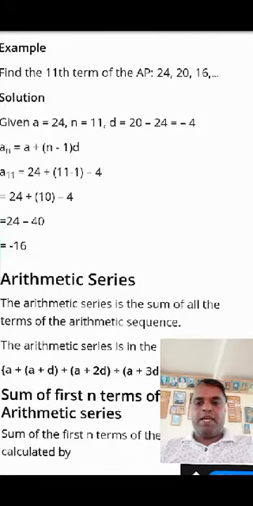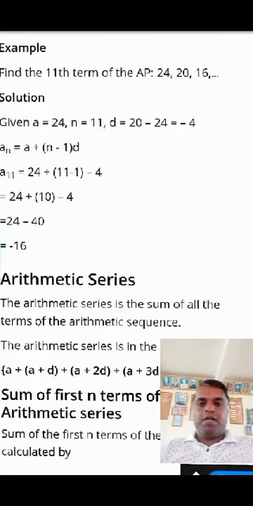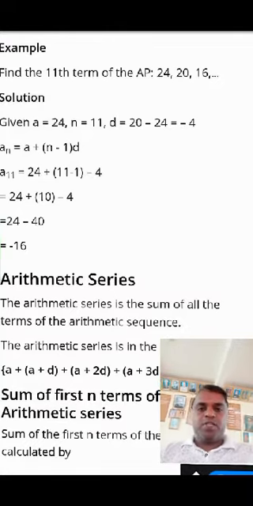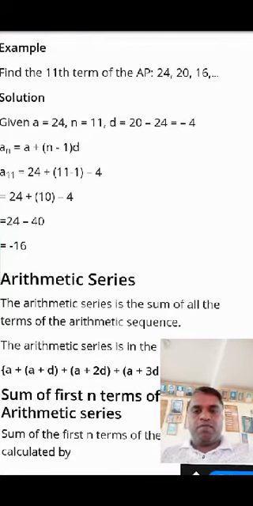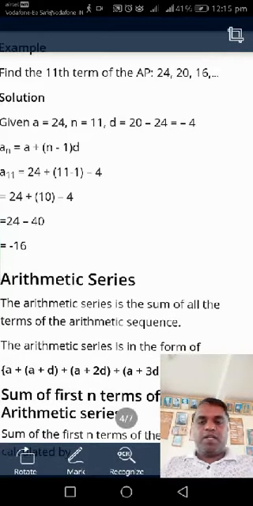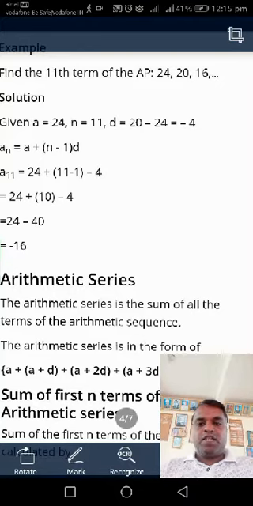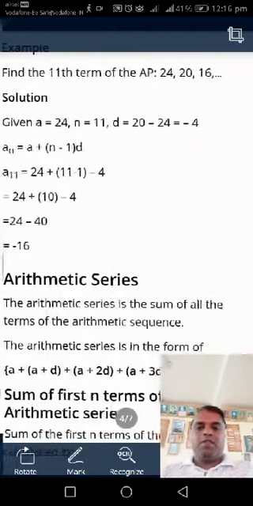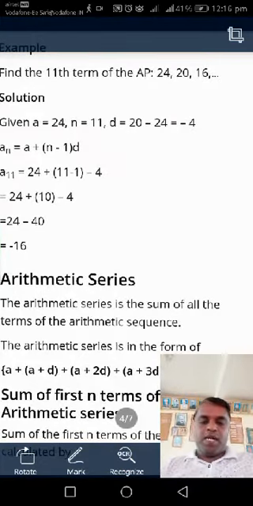Here n is 11, a is 24, plus n minus 1, that is 11 minus 1, and d is the common difference, the difference between the second and first term, that is minus 4. So 24 plus 10 into minus 4. 10 into minus 4 is minus 40. Minus 40 plus 24 is minus 16. So the 11th term will be minus 16.